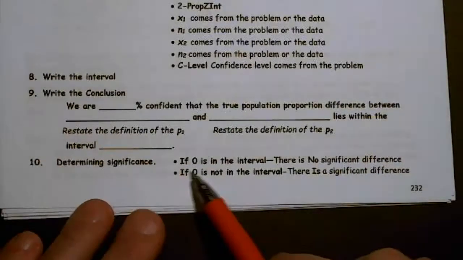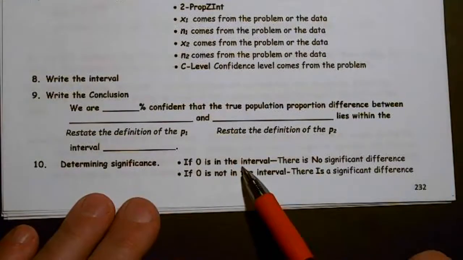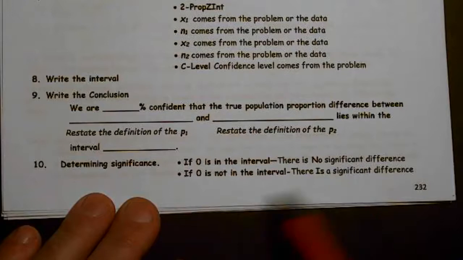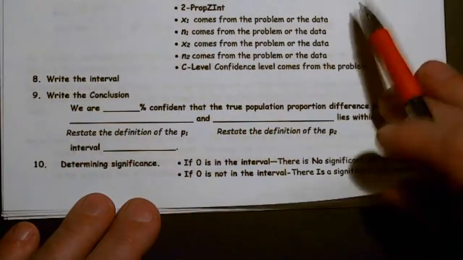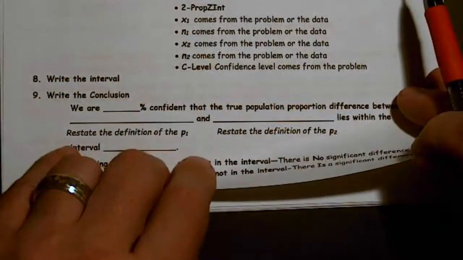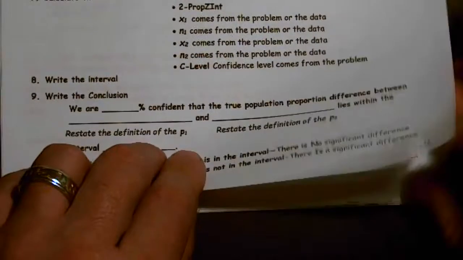One last thing. If 0 is in the interval, there's no significant difference. If 0 is not in the interval, there is a significant difference. I don't think anything here is substantially different than what we've expected. So let's go ahead and begin our first scenario.